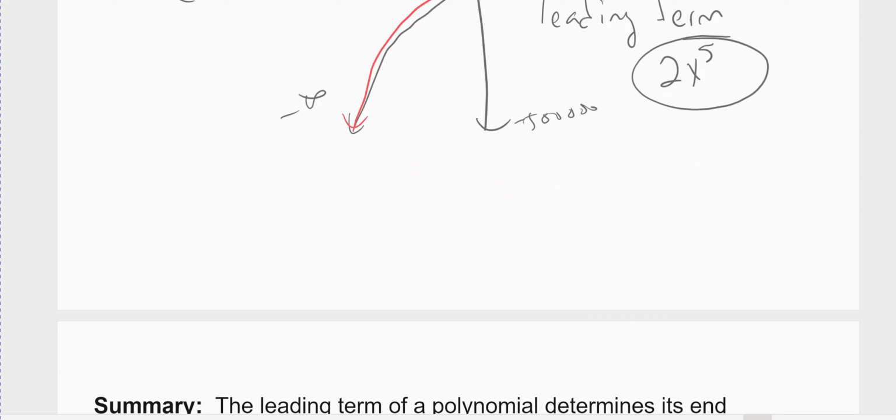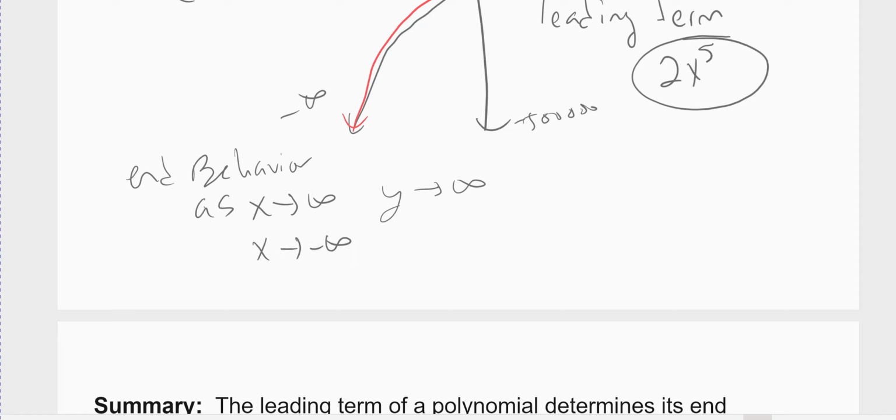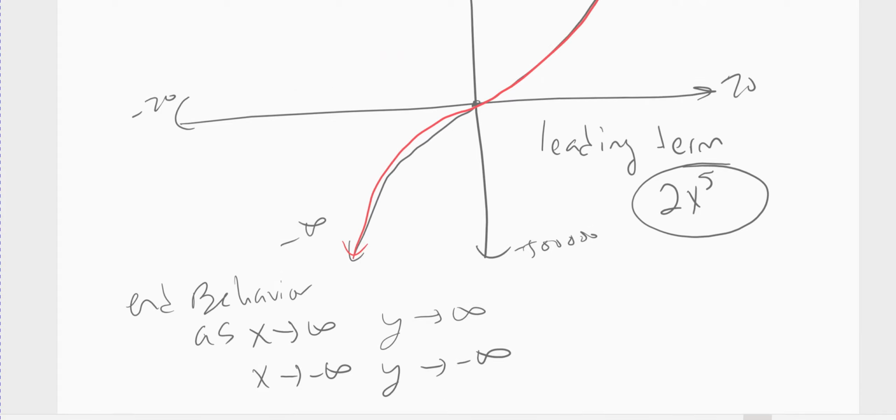So the end behavior is the same. You can read that. The end behavior is the same. As I plug in really big x values, I get out really big y values. And it's the same. When I plug in positive, I get out positive. When I plug in big negative x values, I get out big negative y values. And it should make sense.